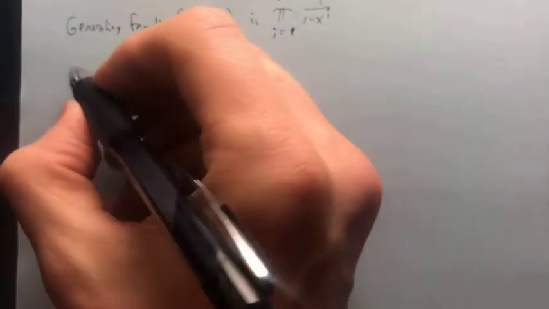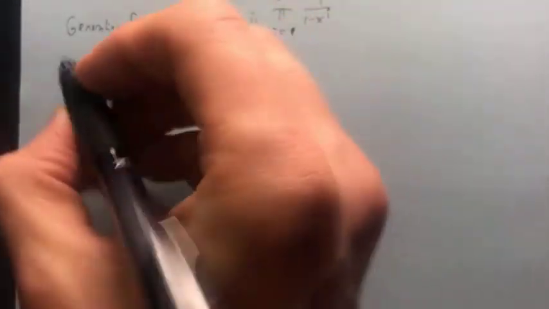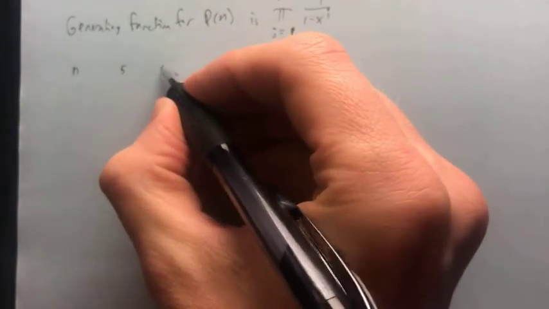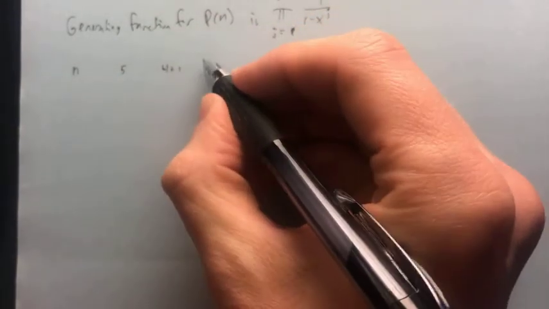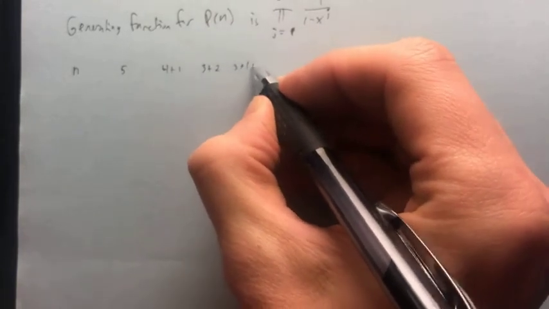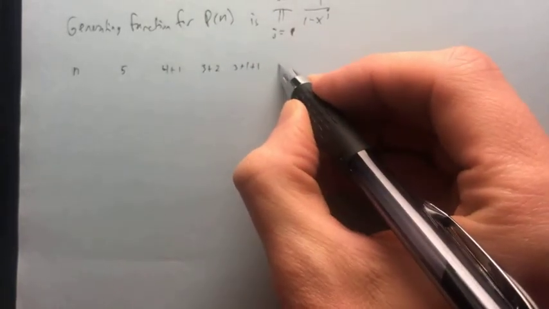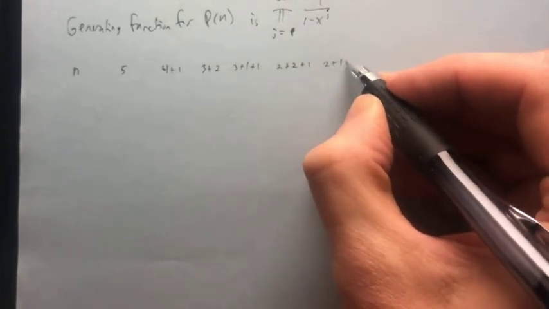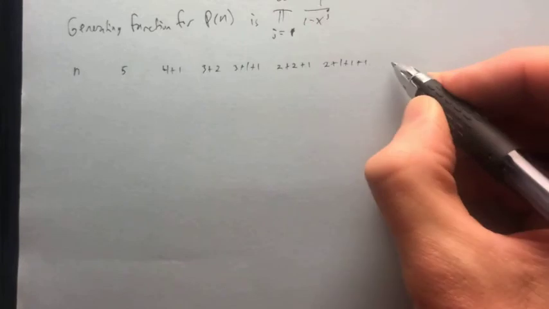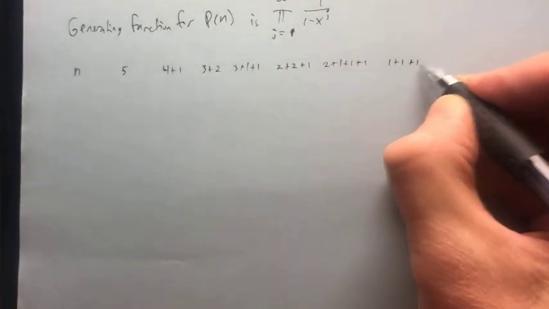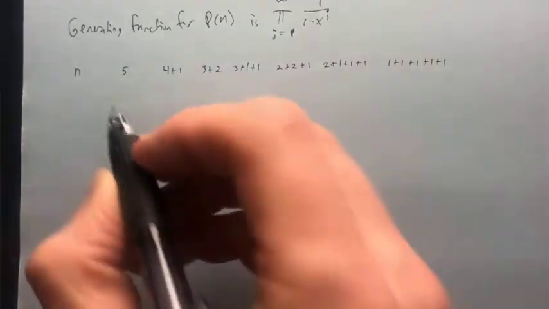Let's do the same thing for 5. Let's look at n equals 5. I've got 5. I could write it as 4 plus 1. I could write it as 3 plus 2. I could write it as 3 plus 1 plus 1. I could write it as 2 plus 2 plus 1. I could write it as 2 plus 1 plus 1 plus 1. And finally, I could write it as 1 plus 1 plus 1 plus 1 plus 1.